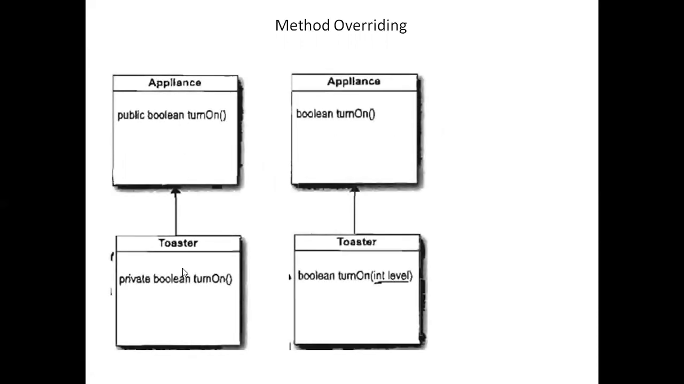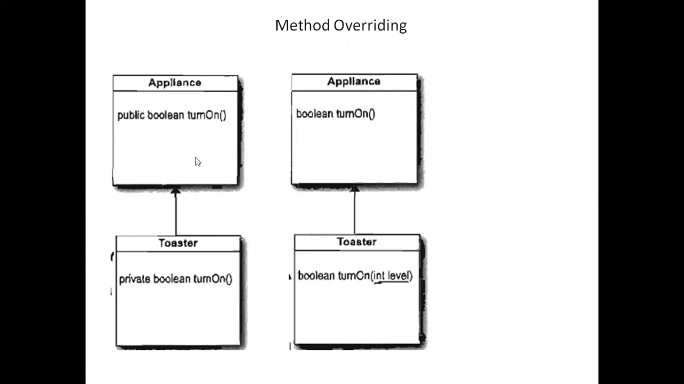For example, I have this parent class Appliance and a child class Toaster, and there is a method turnOn which is overridden. Let us assume whether it is overridden or not. So boolean turnOn, the return type is boolean, the method name is turnOn, and here also boolean turnOn. So exactly the same signatures. Then when it comes to the access specifier, here I am telling private and here we are telling public. Does this play any role?